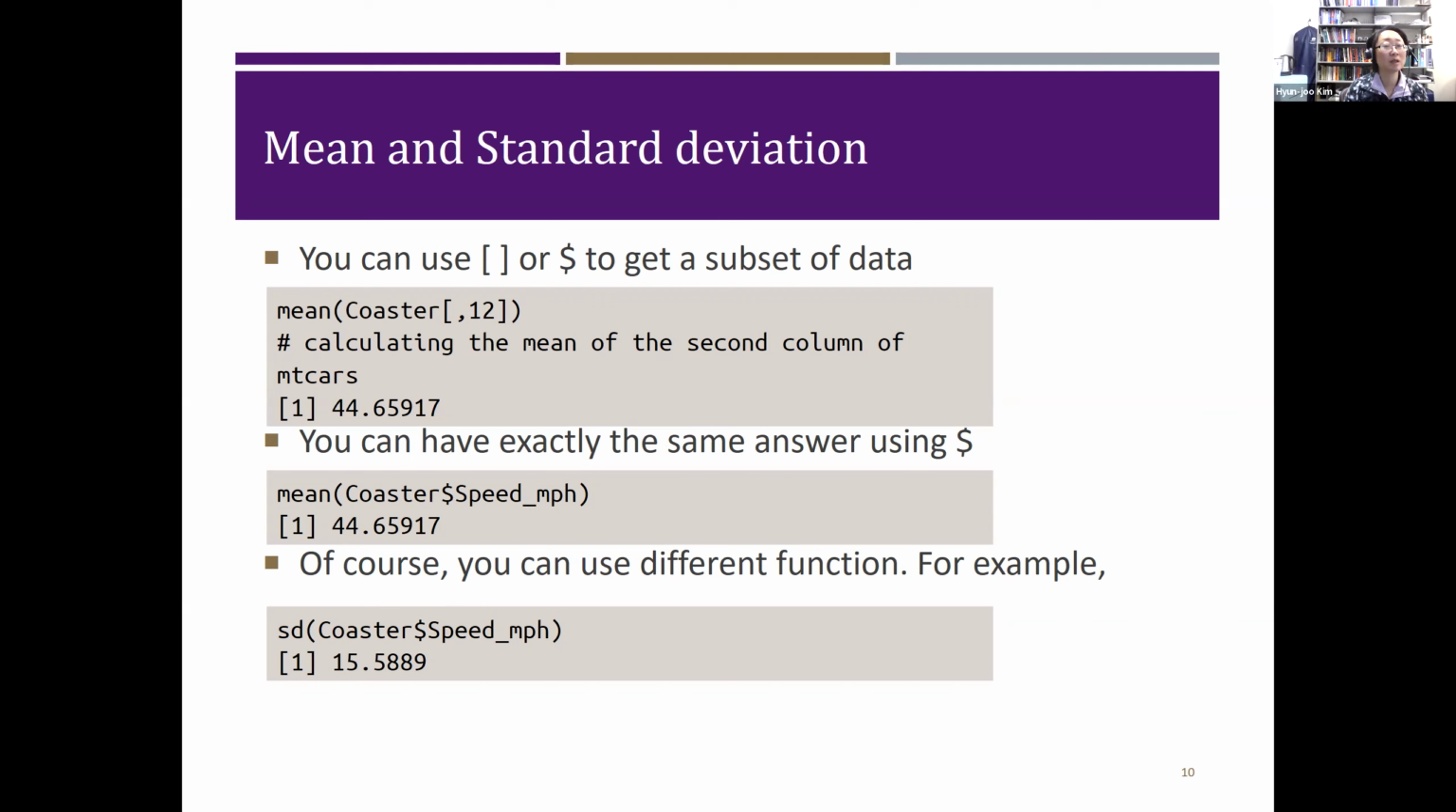So the mean, parenthesis, coaster, bracket, empty, comma, 12 means the mean of the speed of the roller coaster.